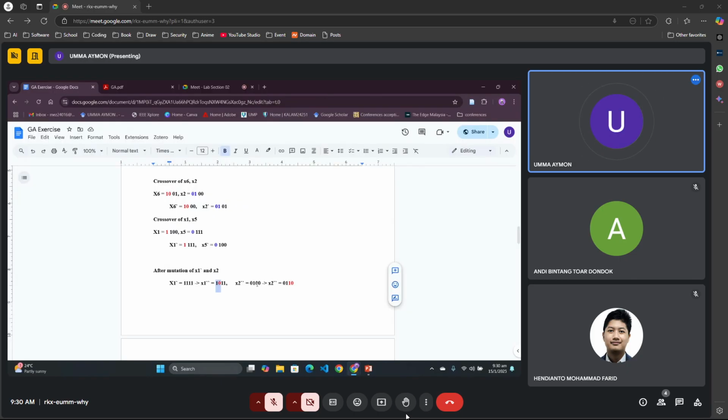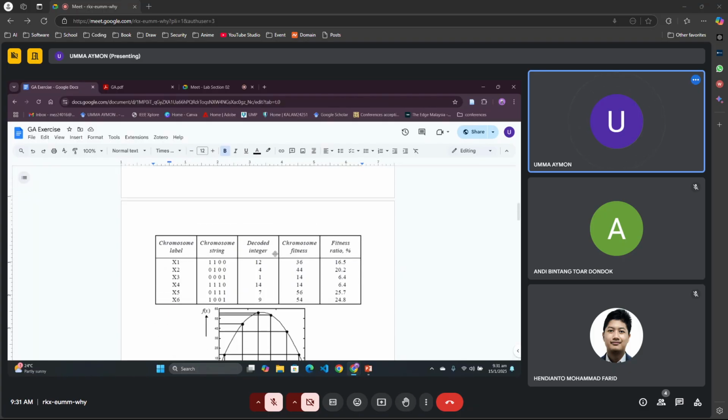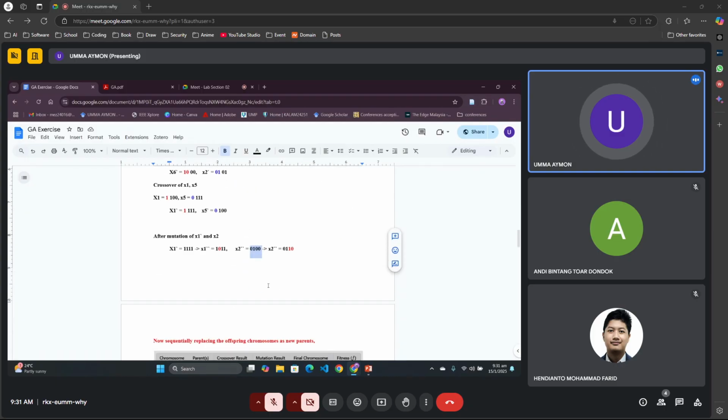Like for x2, we change x1 prime to 1011, and for x2 we just directly change x2, not x2 prime. Okay, so x2 was given here, 0100. So we just change the last two bits of this string to 0110. We change this one.